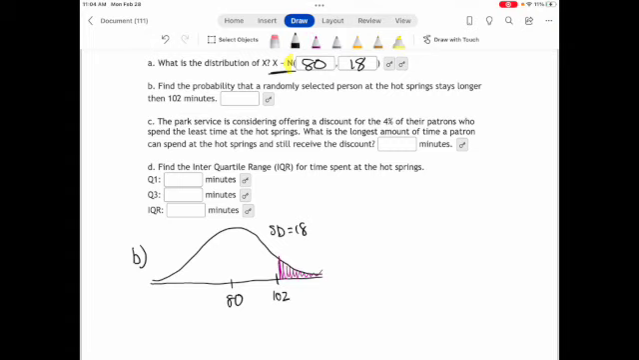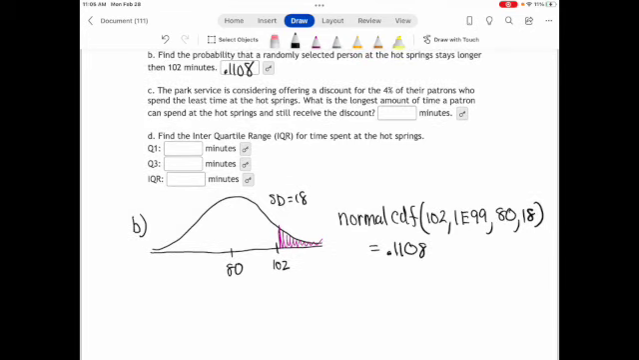So we're going to use NormalCDF. We're going to put in our lower bound, which is 102, our upper bound, which is 1E99, our mean, and then our standard deviation. When we do that, we should get, if we round it to 4 places, 0.1108.